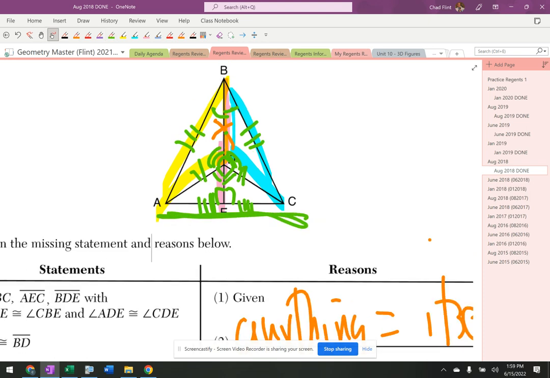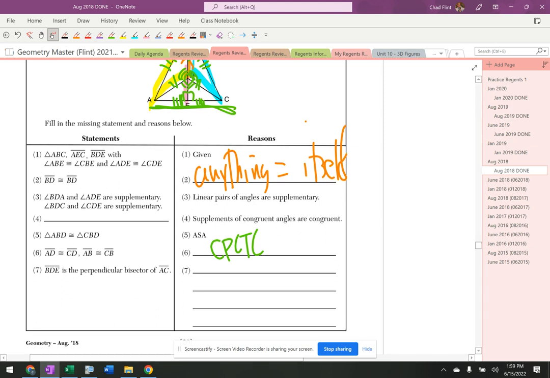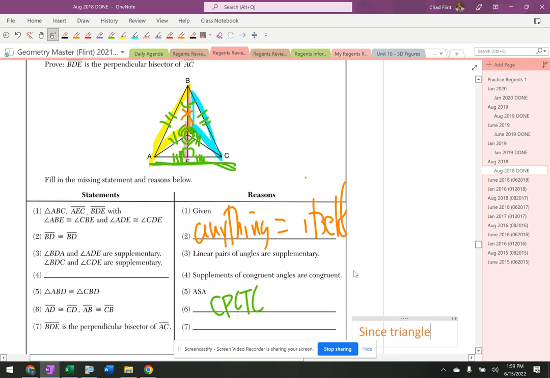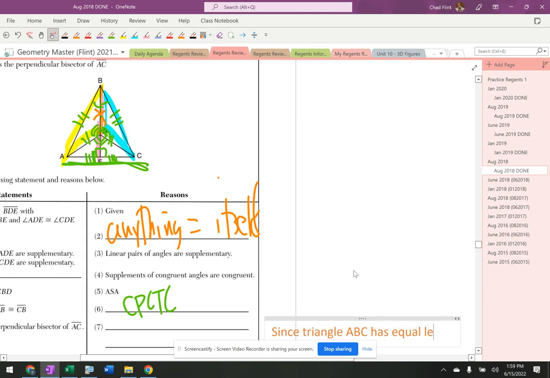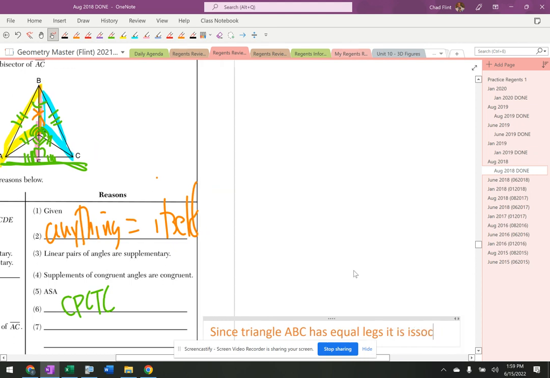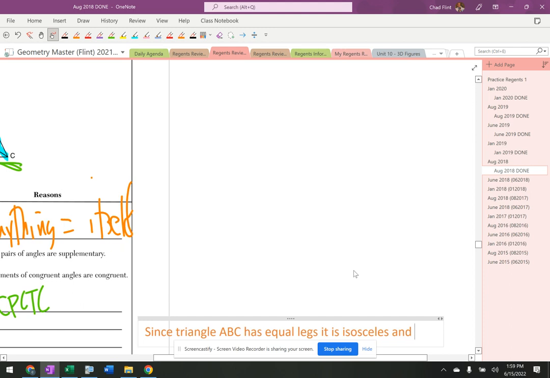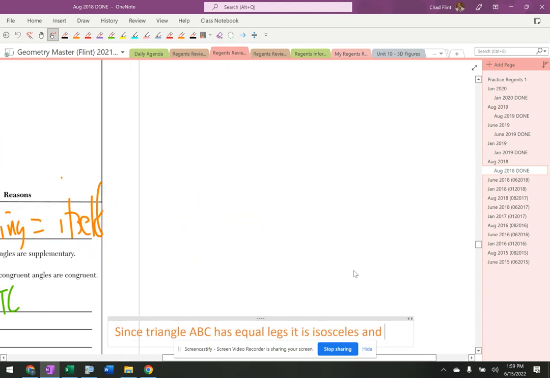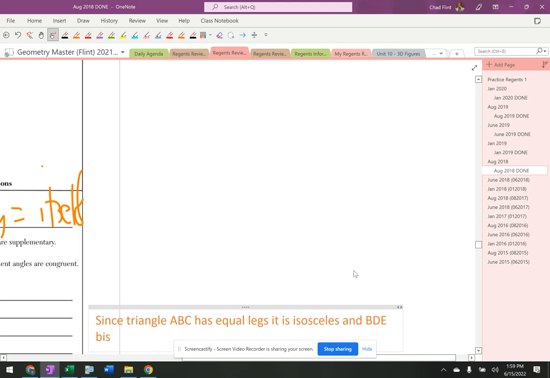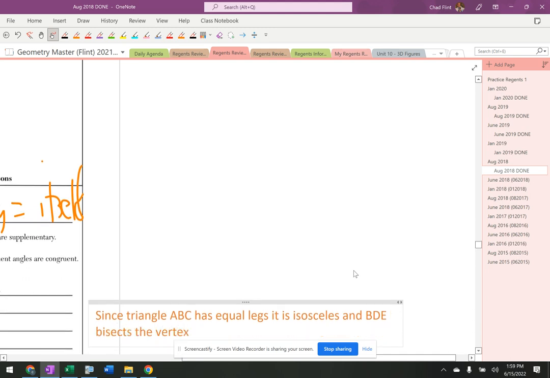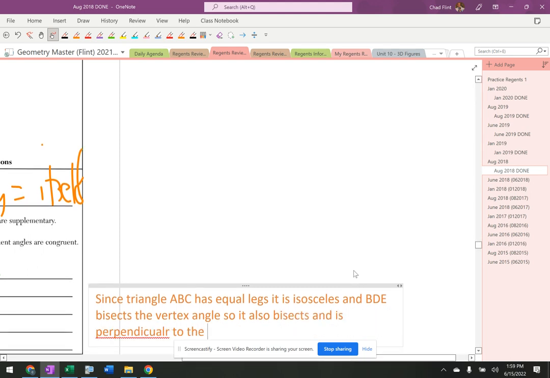All right, and what they're doing is this is an isosceles triangle. All right, so I'm going to type this off to the side here. I'm going to say since triangle ABC has equal legs, it is isosceles, and BDE bisects the vertex angle, so it also bisects and is perpendicular to the base.